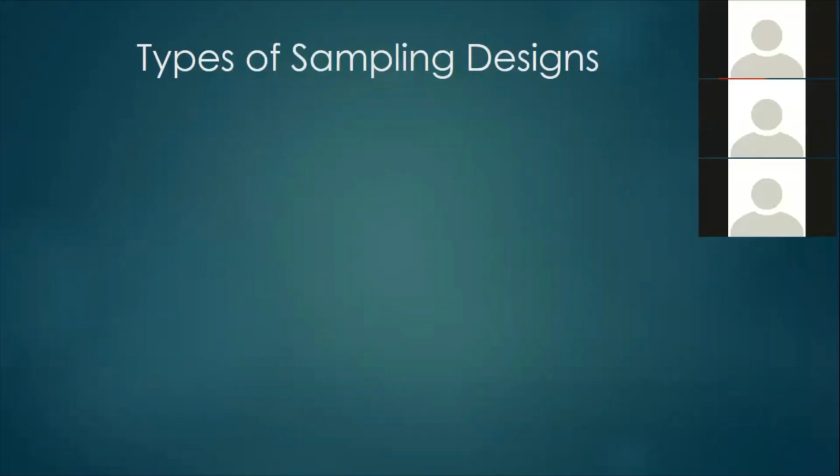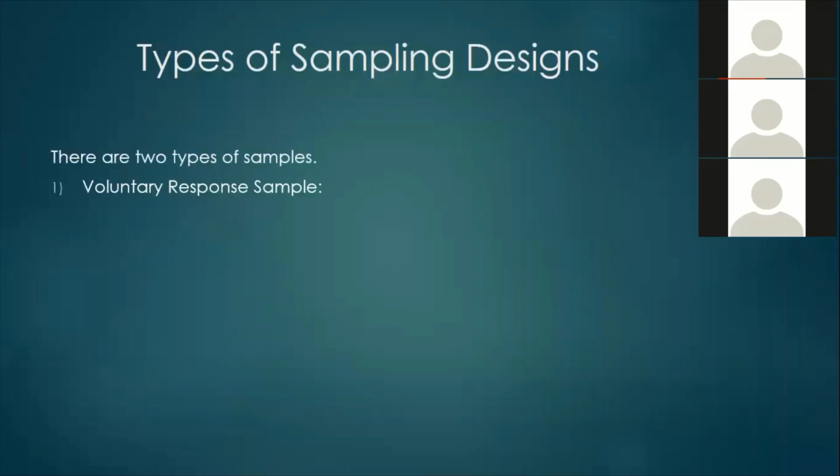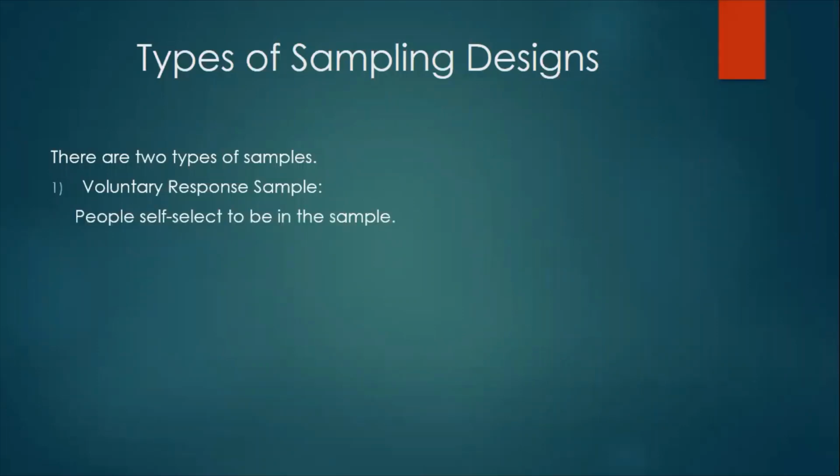Because it's really hard to collect data on a population, we normally use samples, and there are different types of sampling designs. So we have two types of samples, which are voluntary response samples and randomly selected samples. So we know that voluntary response is people self-select to be in the sample. So somebody has to volunteer to be a part of your research or whatever you're conducting.